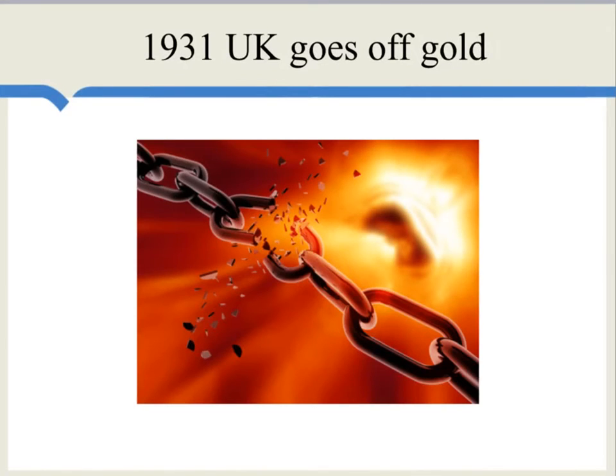So what then led the gold exchange standard to an end? Well, a key event here comes in 1931, and that's when the United Kingdom goes off gold, and they break the link between the British pound and a certain amount of gold. And why did that happen?